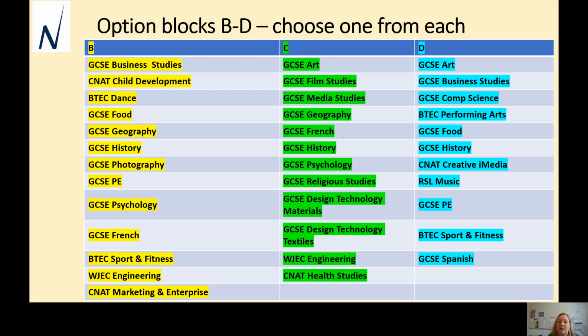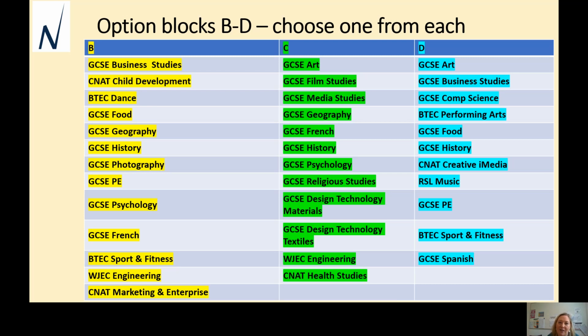Block C, again in the middle here, you can see a range of GCSEs, and then again at the bottom, you've got the engineering and the health. So the caveat with some of the practical ones here, even at GCSE level, like design technology, they're the ones that have actually got the biggest amount of practical work still in there.